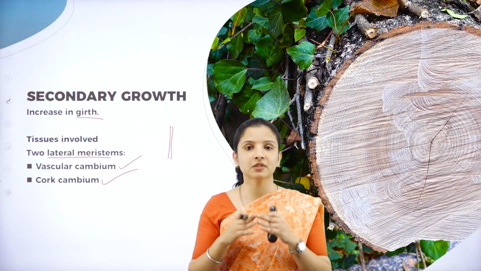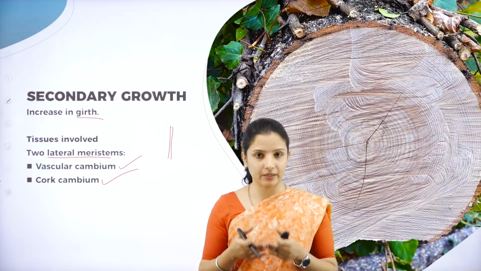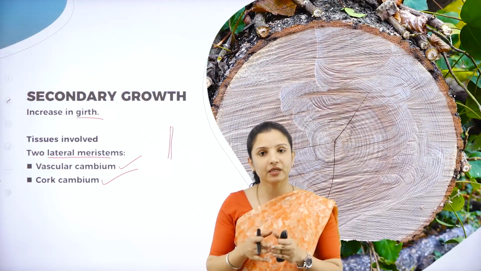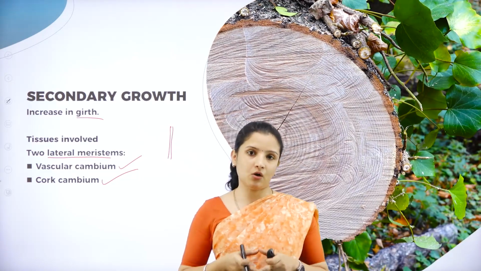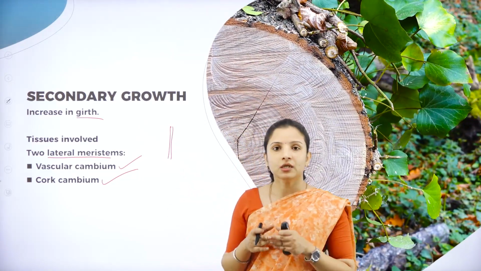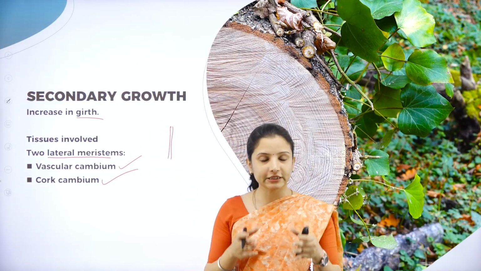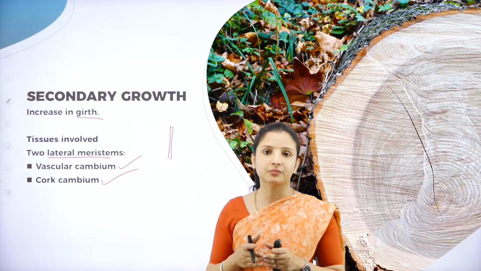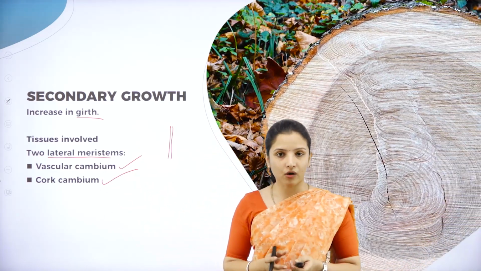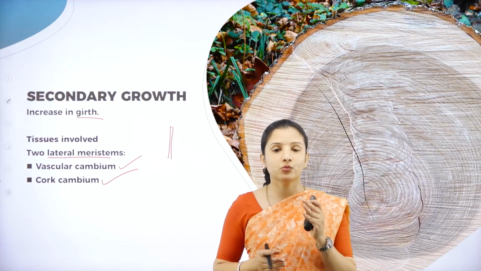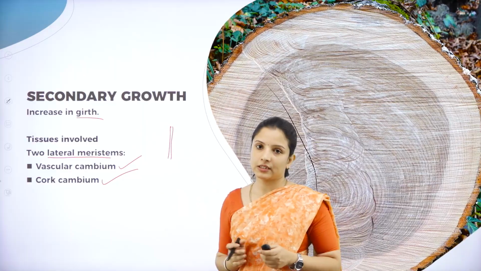The meristems which bring about primary growth are present in the apical meristems, that is the shoot apical meristem, the root apical meristem, and so on. But when it comes to the increase in the size of the stem, or increase in the girth, it is the lateral meristems that actually help, such as the vascular cambium and the cork cambium. So in today's session, we shall concentrate on what this vascular cambium and cork cambium are.